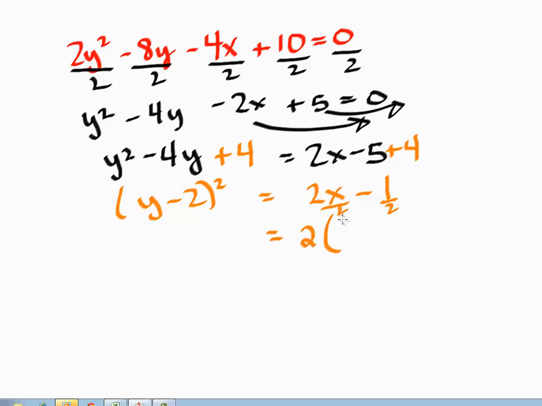So 2x divided by 2 is x. Negative 1 divided by 2 is negative 1/2. Yeah, that's ugly, but we got it. So now I have it in nice form.